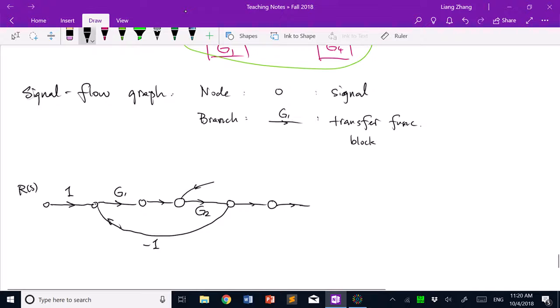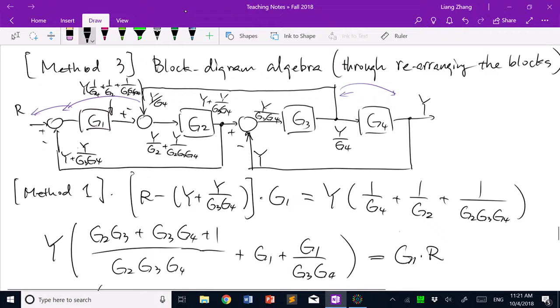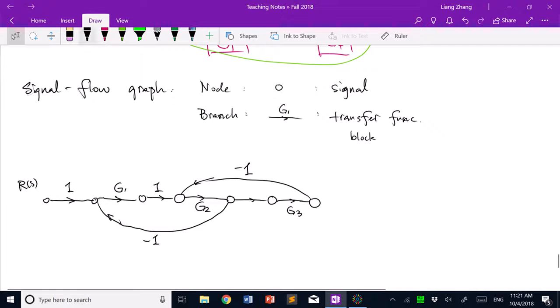Similarly, if we go straight, this is the output of G1, output of G2, and then this is the input of G3. So this is my G3. The output of G3 will be used to come back and calculate. So this is what we have. The input of G2, go up. The input of G2 is the output of G1 times 1, minus 1 times the output of G3. So this is what we have.